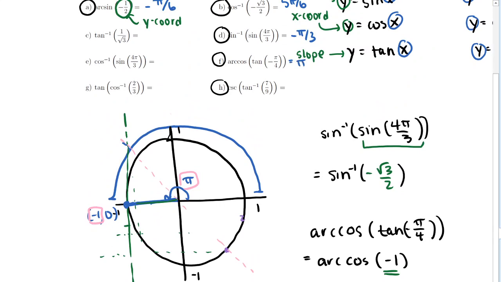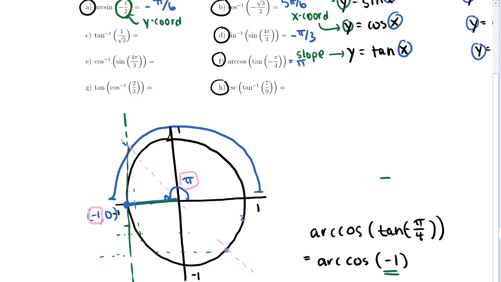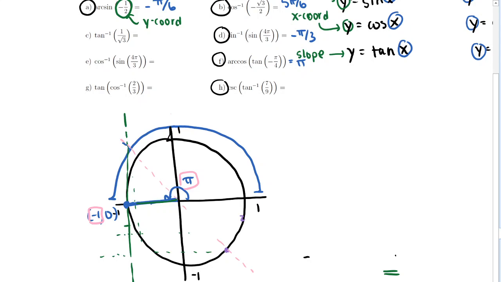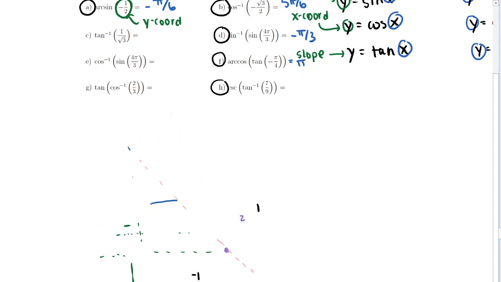Now what about our last example? We want to evaluate cosecant of tangent inverse of 7 over 9. So here we've got this a little bit reversed now. We're evaluating a trigonometric function at the inverse trigonometric function of 7 over 9. And so here, when we're not dealing with such nice familiar values on our unit circle, we need to incorporate triangles if we're trying to avoid using a calculator.